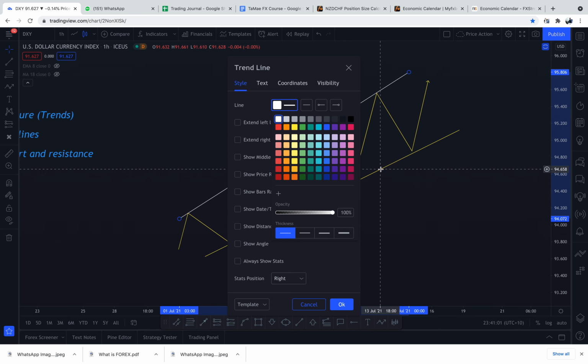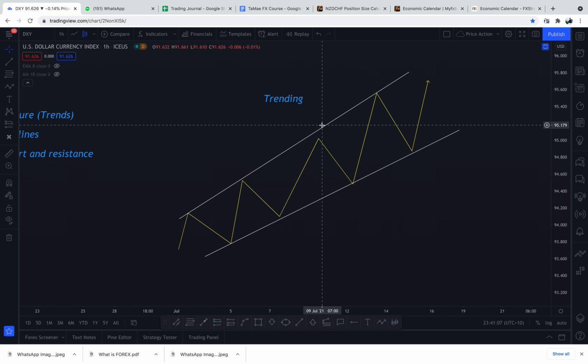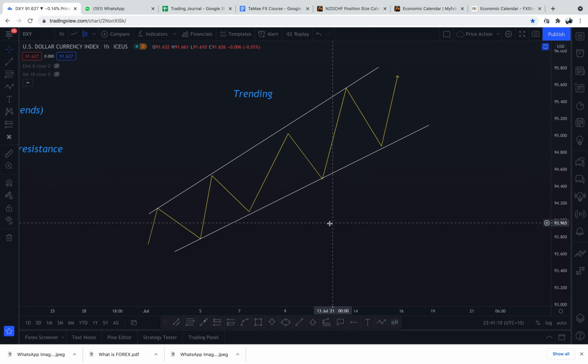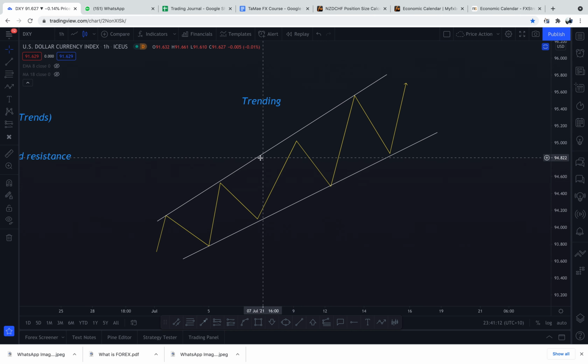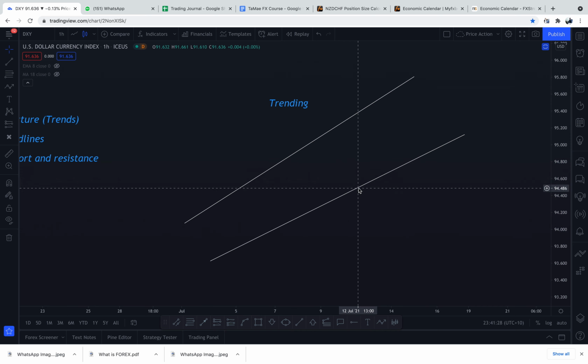Put that white, I'll also put this white. Okay, so these are trend lines. You can draw them when the market is going up, going down, or sideways. I'll teach you about chart patterns, whereby the trend lines will show you a particular pattern that a market is making and how we use that chart pattern to predict the next movement of the price.